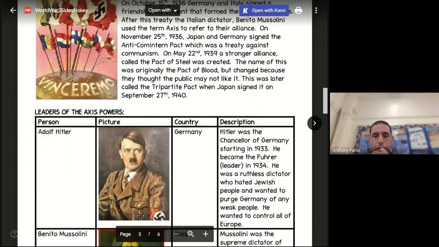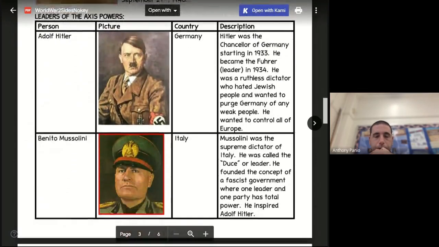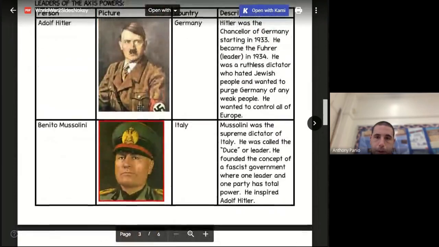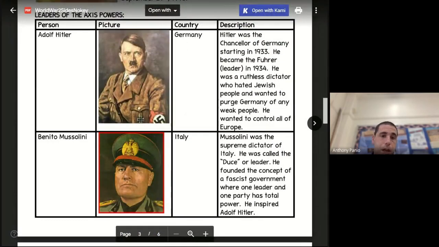All right. We have our leaders here. Adolf Hitler, Benito Mussolini, Emperor Hirohito. Those are the 3 major people. So let's start with the most famous. And many of you already know who he is.